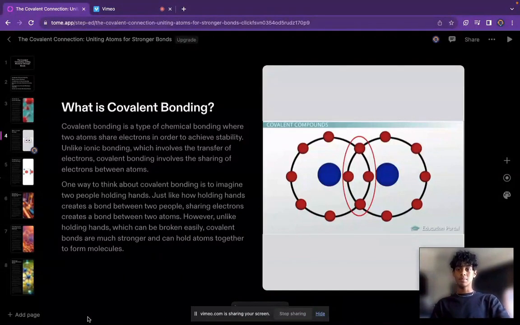Covalent bonding is a type of chemical bonding where two atoms share electrons in order to achieve stability. Unlike ionic bonding, which involves the transfer of electrons, covalent bonding involves the sharing of electrons between atoms. One way to think about covalent bonding is to imagine two people holding hands, like we've just said. Just like holding hands creates a bond between two people, sharing electrons creates a bond between two atoms. However, unlike holding hands, which can be broken easily, covalent bonds are much stronger and can hold atoms together to form molecules.